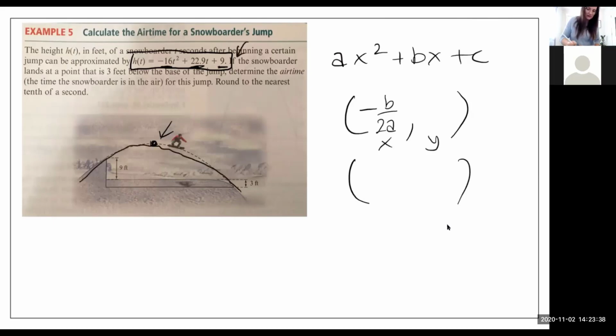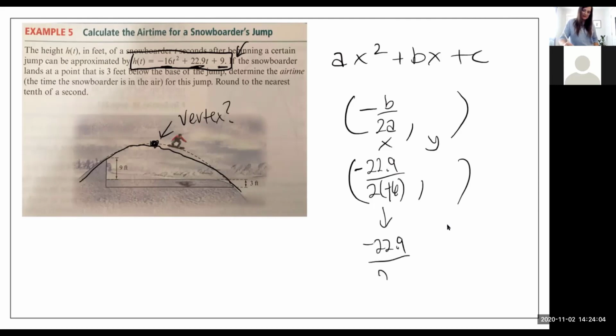Right, this is the model. They're asking for the amount of time, I think, but let's say we're just interested in this vertex for now. Then you'd say, okay, what's b? What's my a? Right, so whatever, negative 22.9 over 2 times 16, and they're both negative, so it's positive. So you basically would get an x value, and then you could plug it back in and get a y value, and then you could get your vertex.